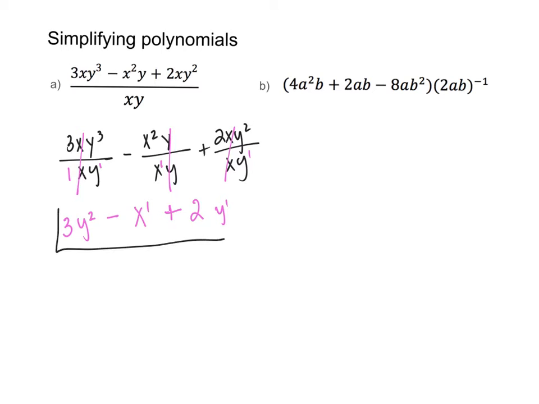So this is your final answer. Let's try this next one. You will notice with this next one, there's a negative 1 here. And so it looks like multiplication, right? This parenthesis looks like it's multiplying to this parenthesis, but if you look deeper, this is a negative 1.